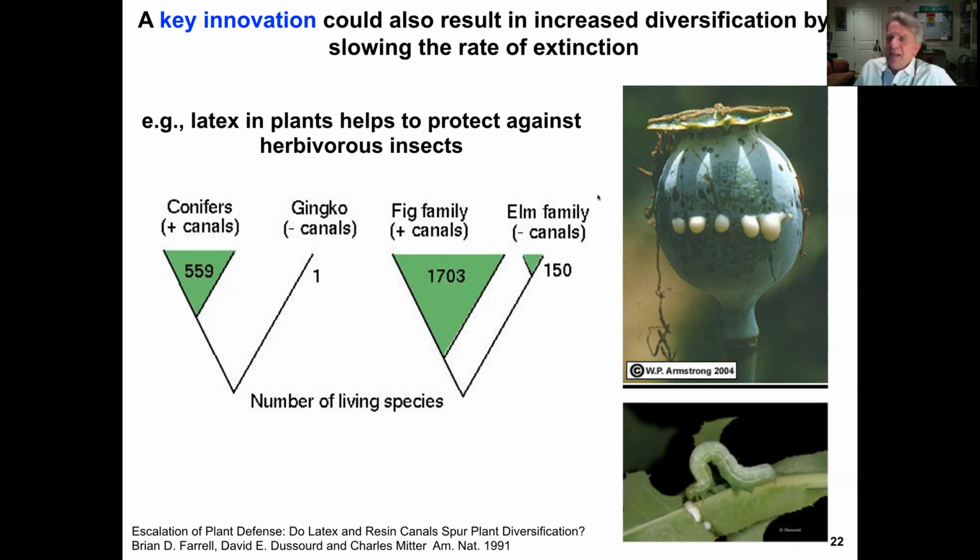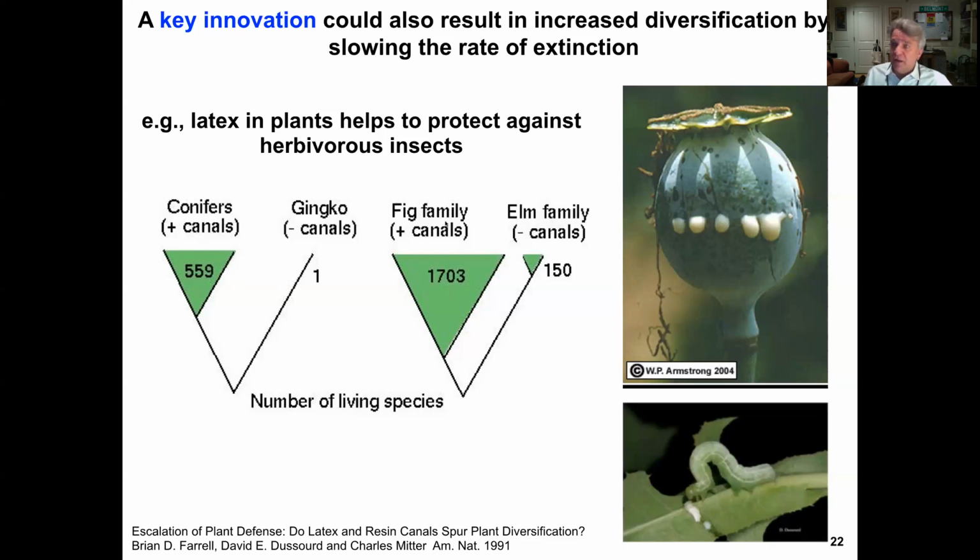So many plants produce latex that is exuded when the plant is damaged, and this is to protect against herbivorous insects. If you look at the number of living species in these different plant lineages, those that have latex versus those that do not, we have the ginkgo with one species, and its sister lineage, the conifers, the pines. There is a dramatic difference in species diversity.